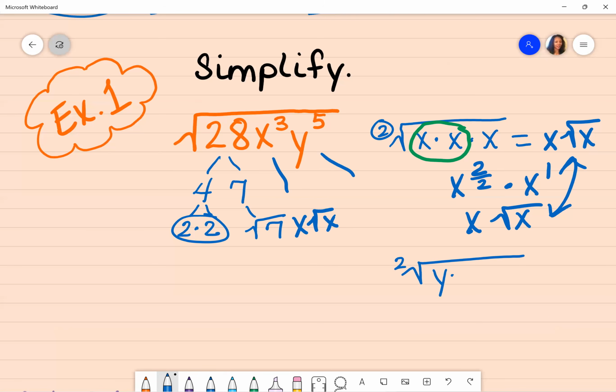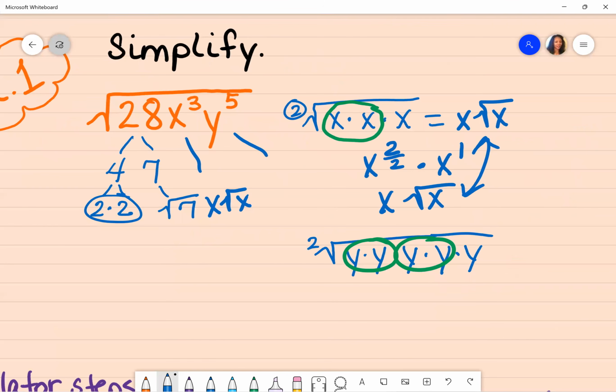Y to the fifth is y times y times y times another y times another y. And now I want to look for how many pairs I can bring out. 1, 2. I see that I'm left with 1 left over. So that is going to be y squared. Do not put 2y, because that's not 2y. It's y squared. And then I'm left with that 1y that cannot come from under the radical.